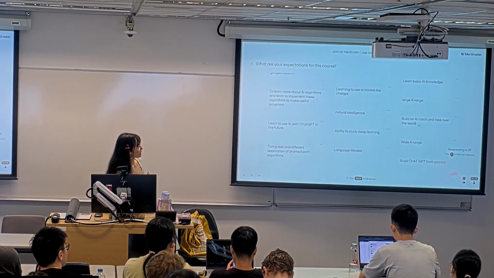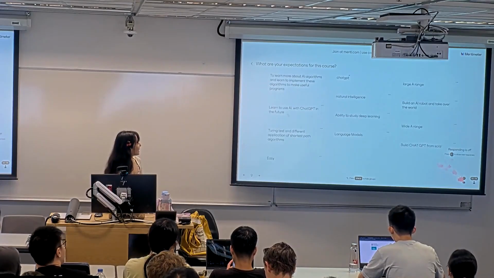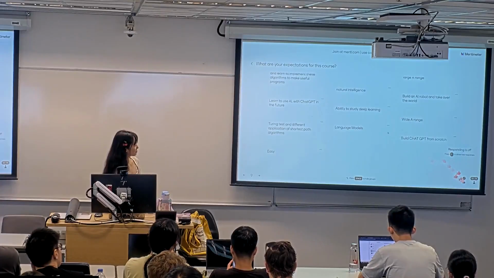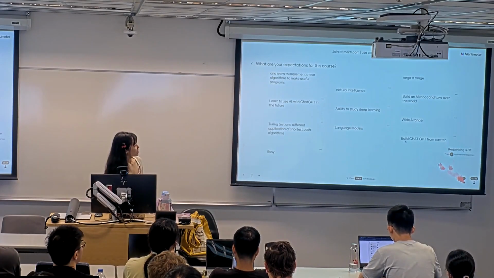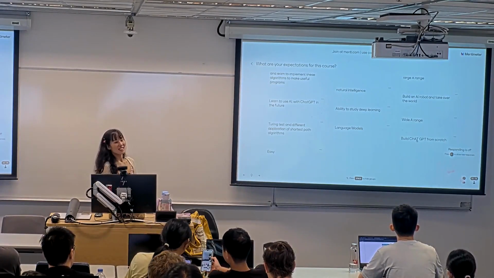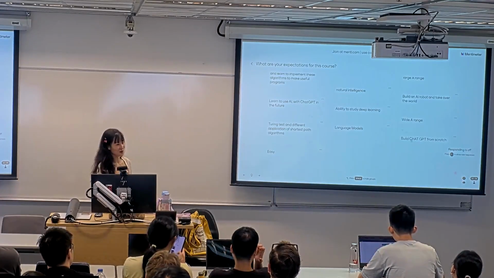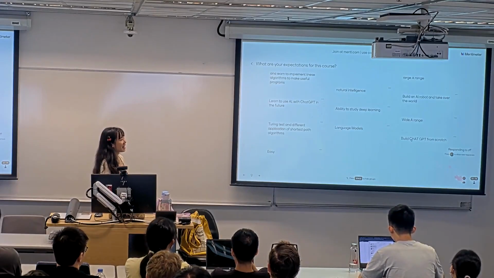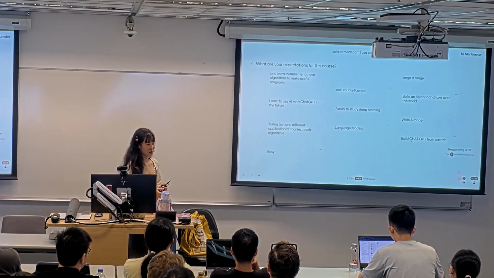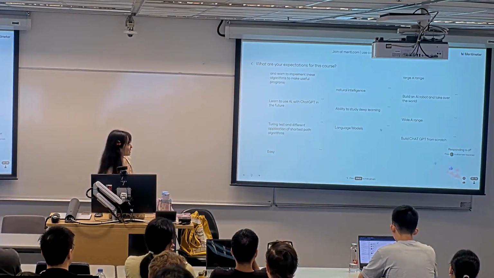Natural intelligence, build an AI robot and take over the world, such an ambitious goal, okay. Learn to use AI, okay. Ability to study deep learning, yeah, we will cover deep learning. Language models, ChatGPT, build ChatGPT from scratch. Sorry, after this course, probably you still won't know how to build ChatGPT from scratch. But I think at least you will know how to use libraries or some resources to train ChatGPT, fine-tune ChatGPT, I guess.